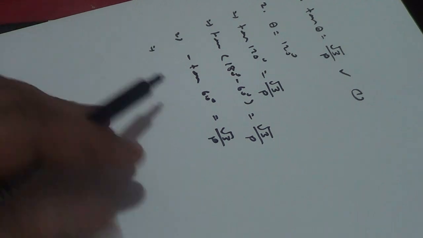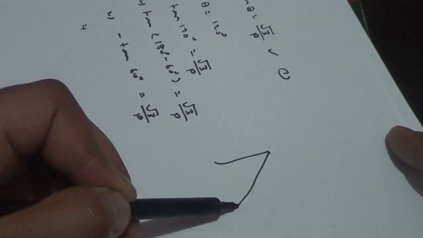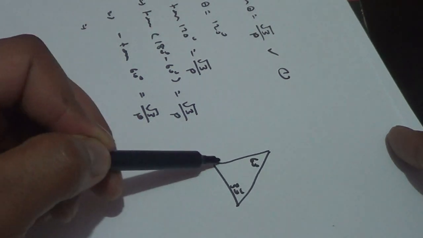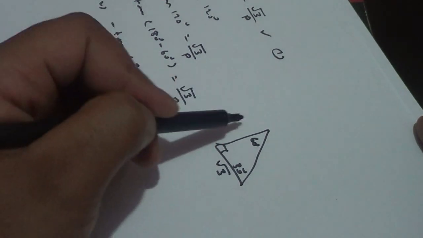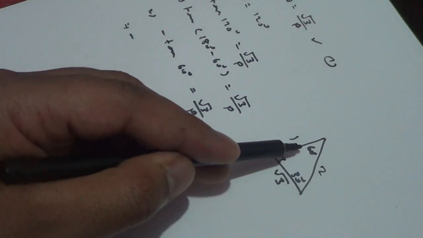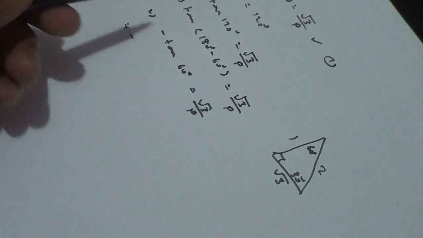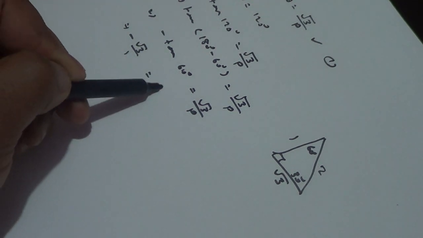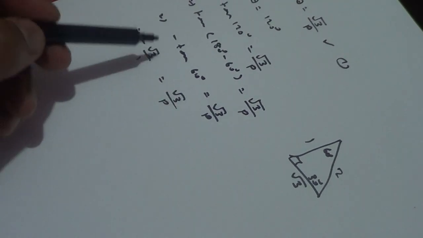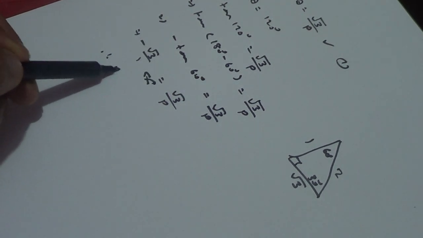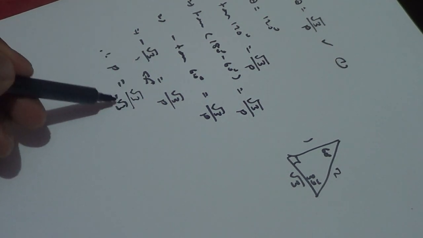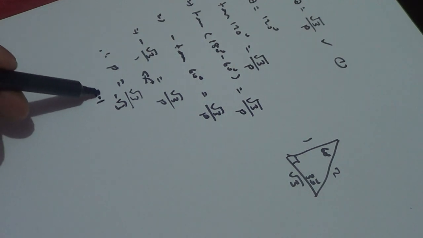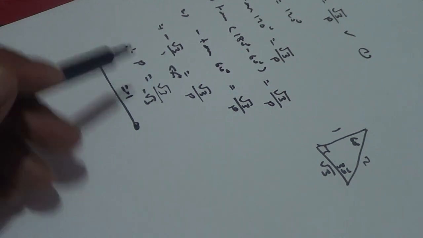Now you can use your special angle triangles. If I have my triangle there, there's 60, there's 30. So I know adjacent to 30 is root 3, opposite 30 is 1, the hypotenuse is 2. So now I'm looking at minus tan of 60, which is opposite over adjacent, so it's going to be root 3 over 1 equals root 3 over p. Then I want p, cross multiply, tells me that my p is going to be root 3 divided by minus root 3, which is minus 1. So p is minus 1.